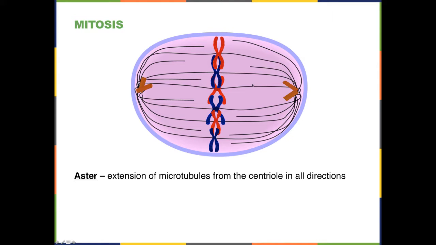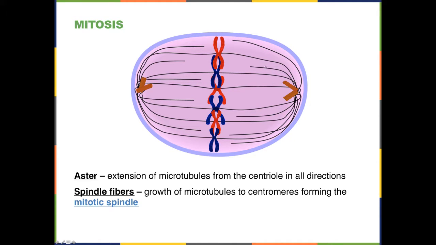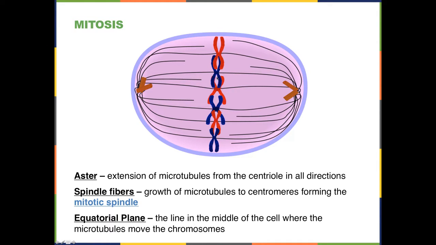So let's go back to this diagram. And as the aster begins to extend, the microtubules begin to extend out from each of the ends of the cell. And these spindles continue to move out. They're called spindle fibers. And these grow out from the centrioles and they extend until they attach to the centromere. And when they attach to the centromere, they're called the mitotic spindle. So you have the chromosomes lining up along the equator, or what's called the equatorial plane here.